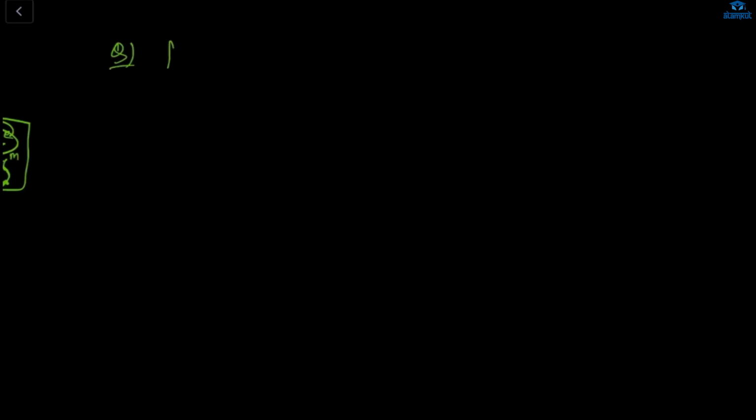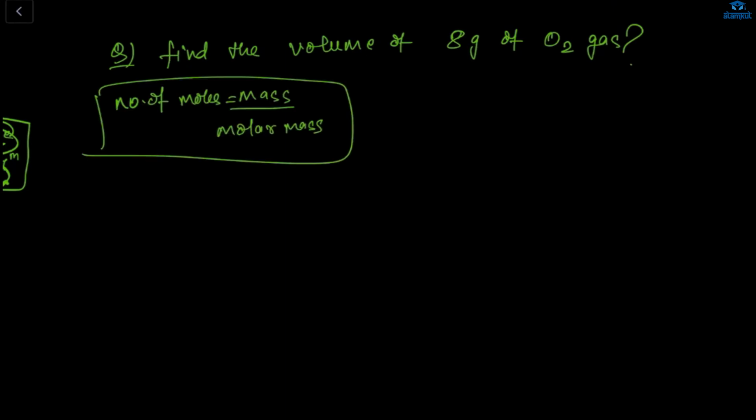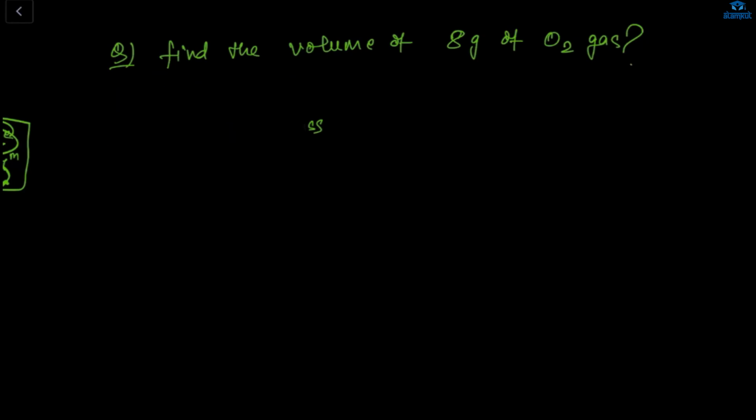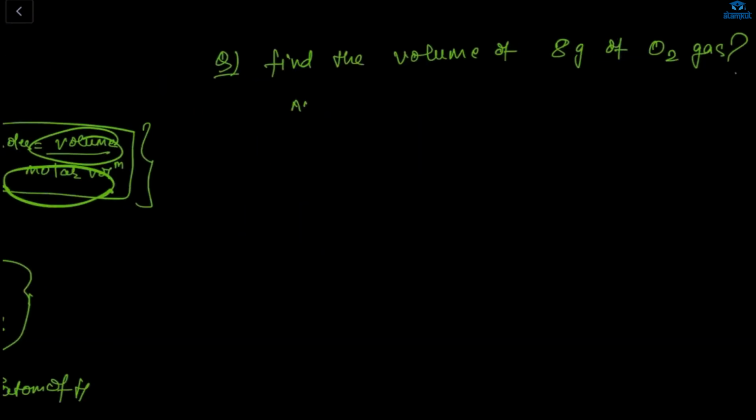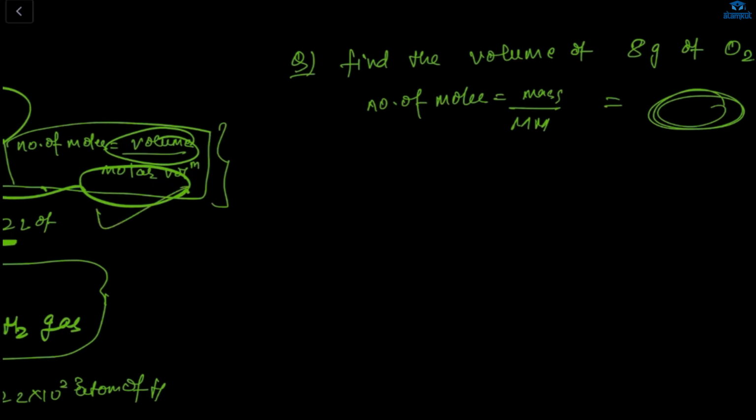One more similar question. You have to find the volume of 8 grams of O2 gas. Now find the volume of this much of O2. I will not write this first. This question contains two formulas, so then you guys will get confused. First find number of moles from that formula, mass by molar mass, and then you will get number of moles. Then use this formula and find volume.